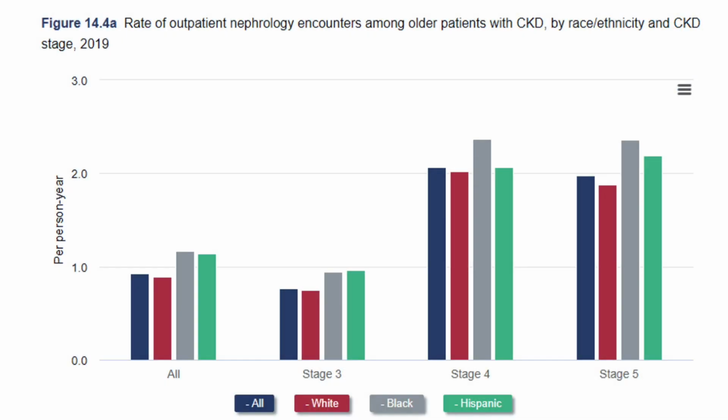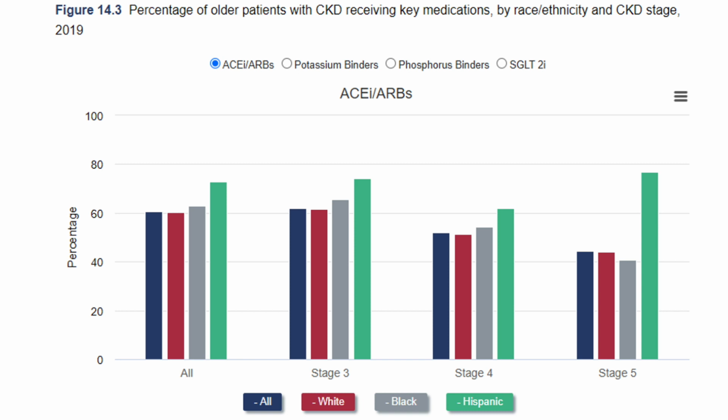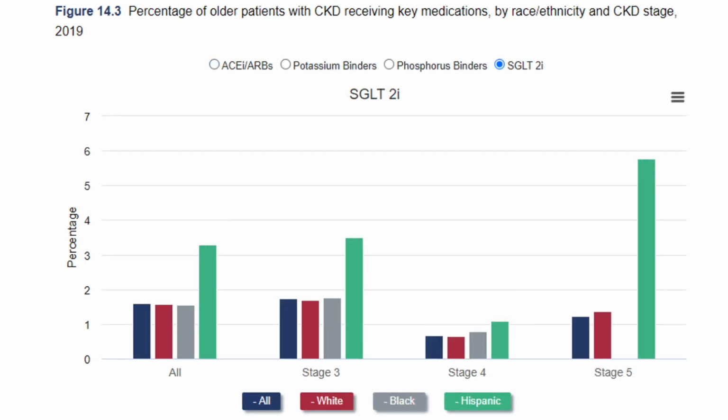So we actually looked at that last year. We looked at among Medicare beneficiaries who are over 65. We looked at nephrology visits among people with CKD, and we looked at use of ACE inhibitors and ARBs, SGLT2 inhibitors, other medications. We actually found no disparity at all. We found no difference between Black, white, and Hispanic individuals in that. But you really have to think about that. That's among Medicare beneficiaries over age 65. They have good access to care. And so that's a success in a way.